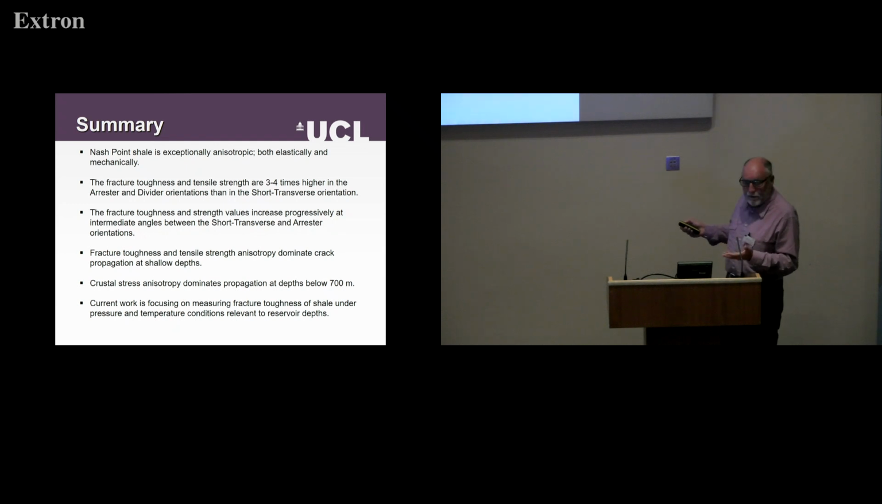So fracture toughness and strength anisotropy dominates the orientation of fractures at shallow depths, whereas crustal stress anisotropy will dominate propagation at depth below 700 meters. And as I said, current work is focusing on measuring these properties under pressure and temperature conditions relevant to reservoir depths. I think that's it.